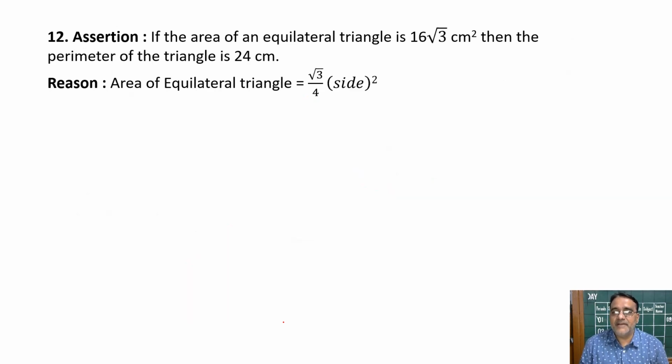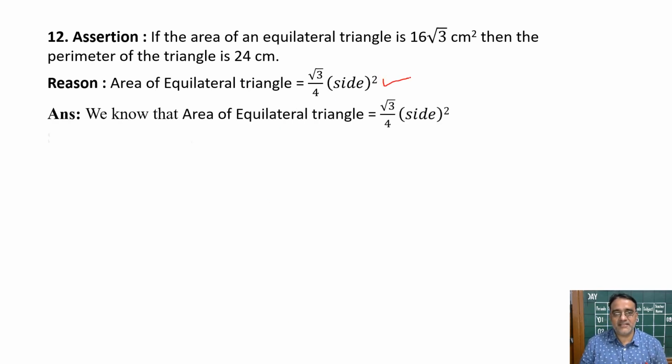If the area of an equilateral triangle is 16 root 3 centimeter square, then the perimeter of the triangle is 24 centimeter. And the reason is given: area of equilateral triangle is equal to root 3 upon 4 side square. So this formula is correct. Yes, sir. So the reason is also correct. So now we have to check for the assertion.